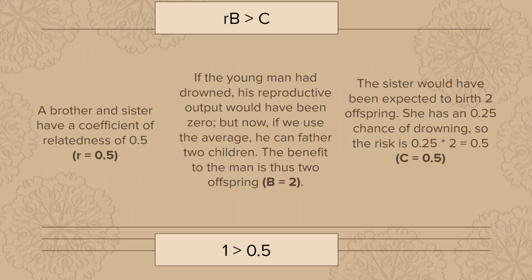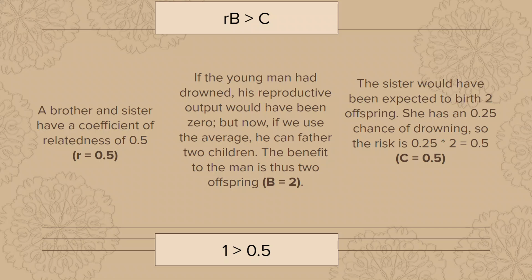If the young man had drowned, his reproductive output would have been 0. But because we have the information that every person is guaranteed to father 2 children, he can father 2 children. So the benefit to the man is thus 2 offspring. As simple as that. So the left side of our inequality is going to be 1.